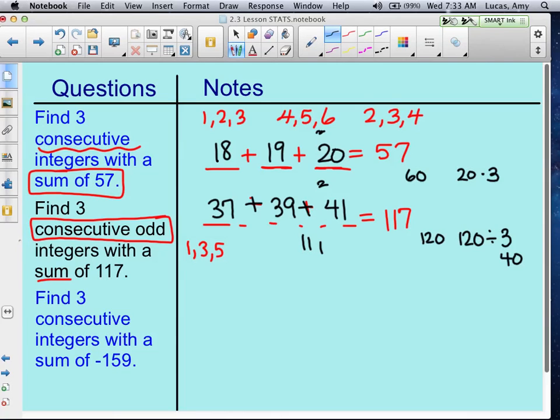9 plus 1 is 10, plus 1 is 7. All right, so 10, 17, carry the 1, 5, 6, 7, 8, 9, 10, 11, perfect, I've got it. So 37, 39, 41.